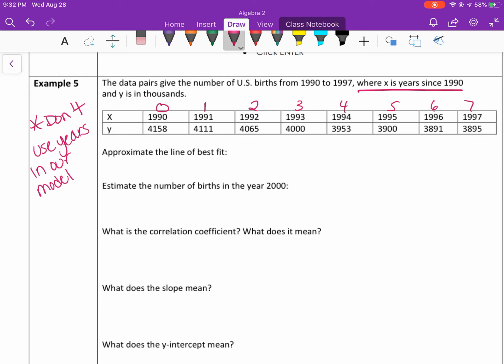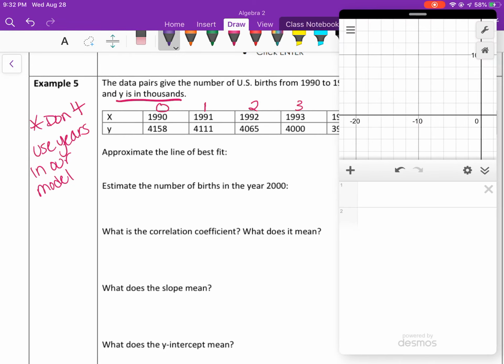And then Y is in thousands. So this first Y is actually 4,158,000. So just to give you an idea of what that means, Y in thousands. We are going to use the values they gave us for Y though, instead of adding 3 zeros to it. So, all right, I'm going to show you this in Desmos.